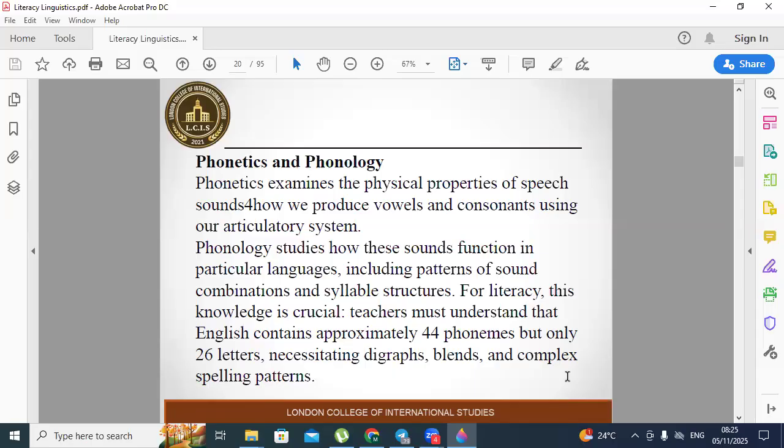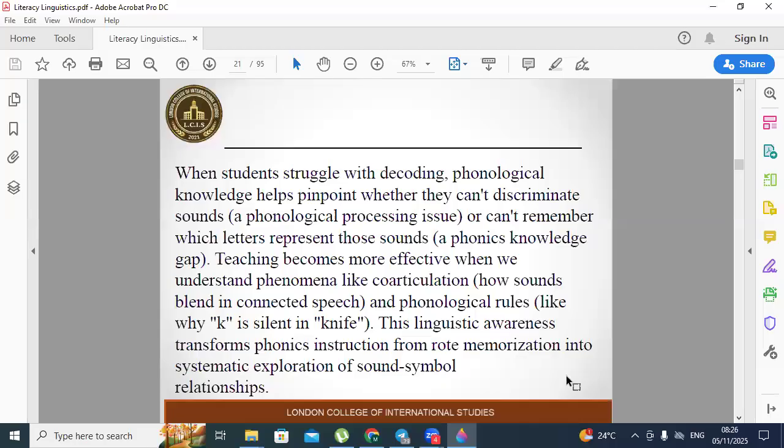Teaching becomes more effective when we understand phenomena like co-articulation, how sounds blend in connected speech, and phonological rules like why the K is silent in knife. When students struggle, phonological diagnosis.